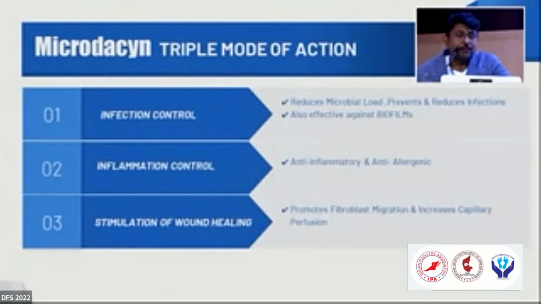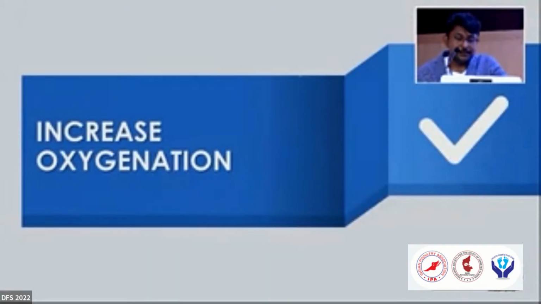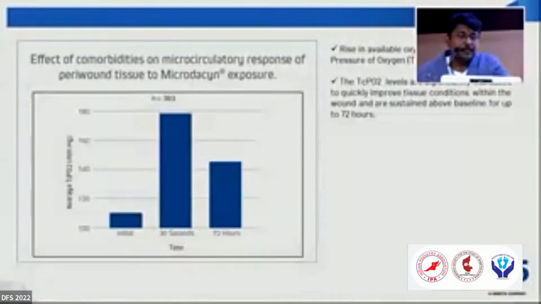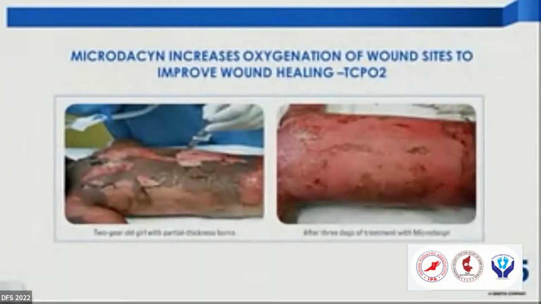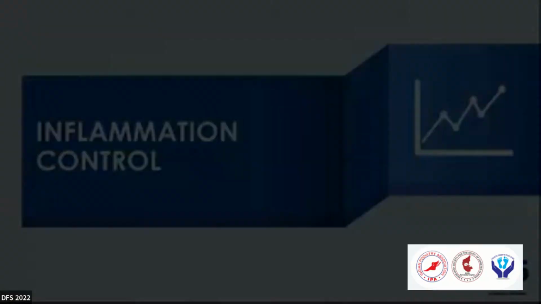Other than this, what are the other things Microdacyn can do? It can do inflammation control. That's what I told you. Hypochlorous acid can control inflammation or it can worsen inflammation. Provided it is stable, it will be able to control. And it can also stimulate wound healing. We have already seen what infection control is. Increased oxygen is because of the oxidation which is happening there. These are some of the graphs showing how basic wounds are being healed.